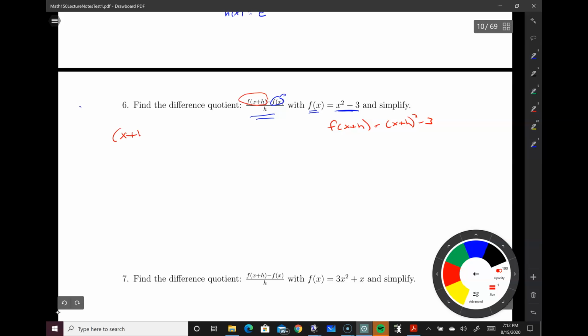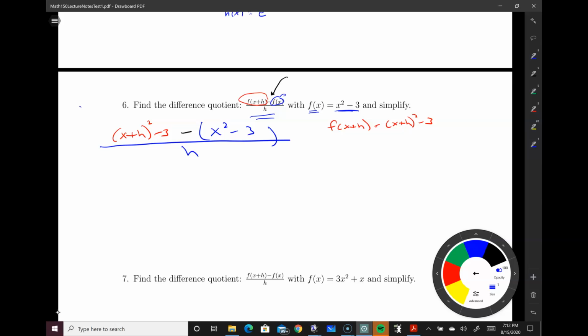So I would have x plus h squared minus 3, and then this middle subtraction sign, and then the blue x squared minus 3 all over h. Okay, so make sure that that black subtraction sign is going to get distributed to everything. So let's multiply everything out. So x squared plus 2xh plus h squared minus 3. Distribute that negative through. We get to this.